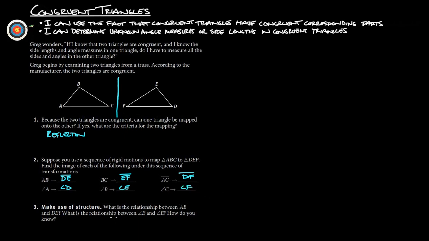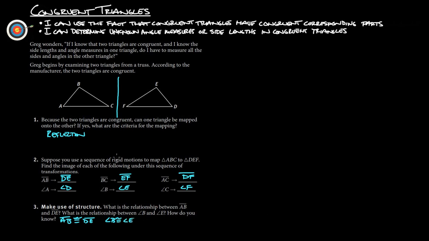Okay? So 3 says make use of the structure. What is the relationship between AB and DE? And what's the relationship between angle B and angle E? How do we know? Well, each of those are congruent to each other, right? So we know that AB is congruent to DE. And then we also know that angle B is congruent to angle E.